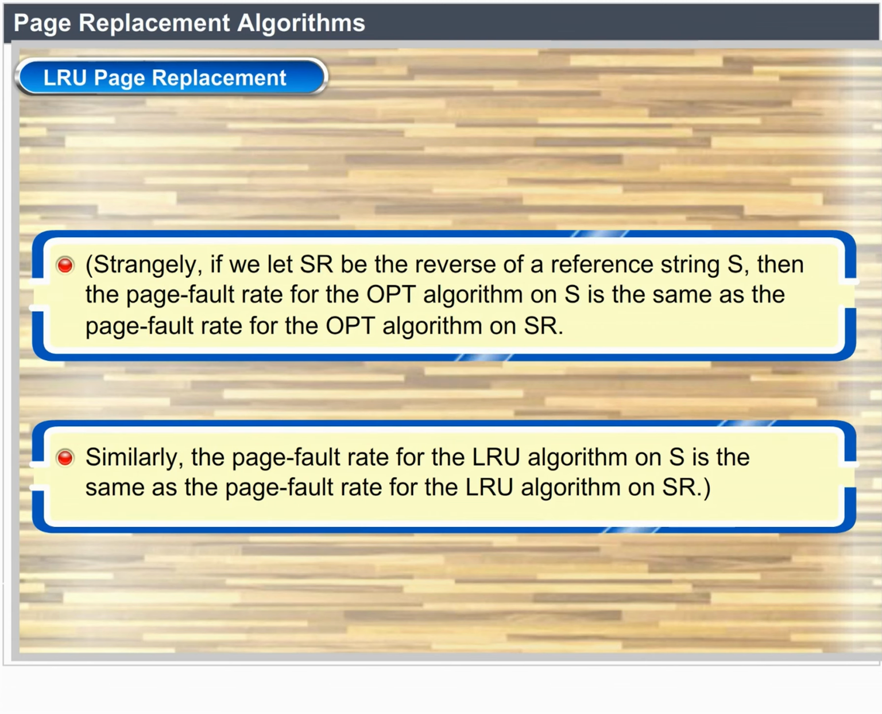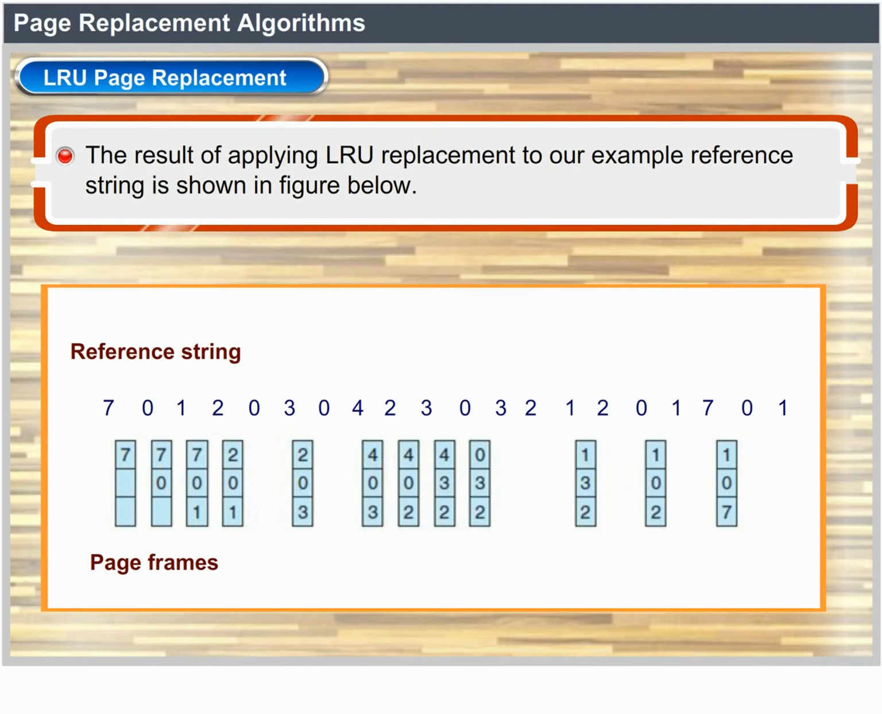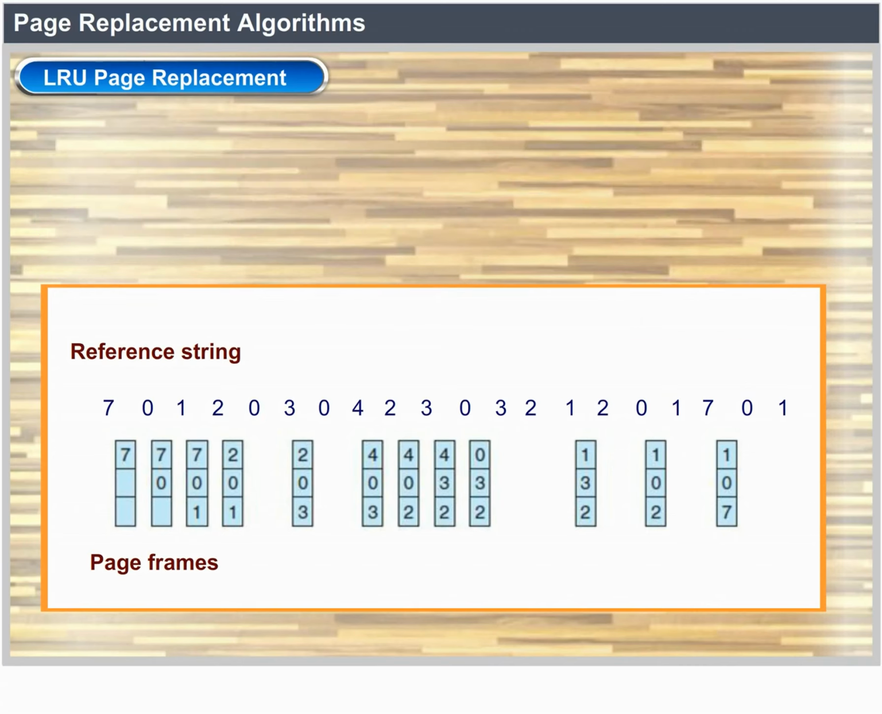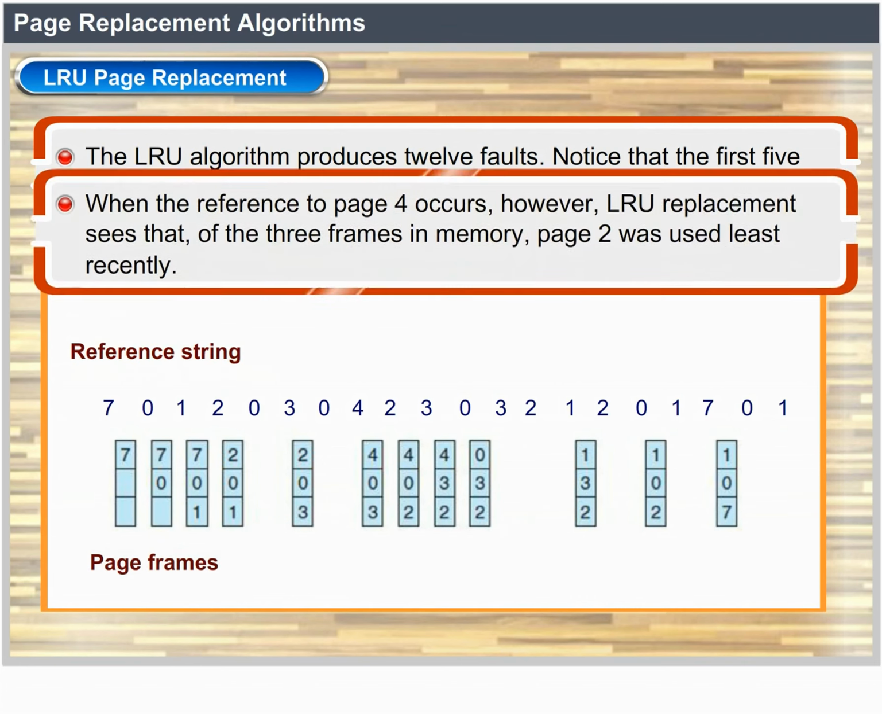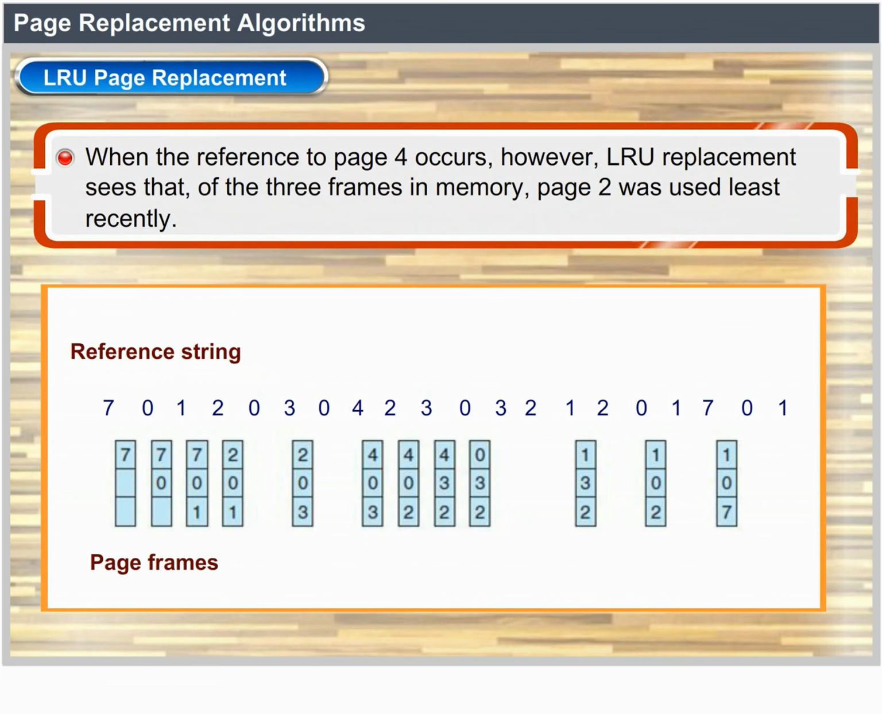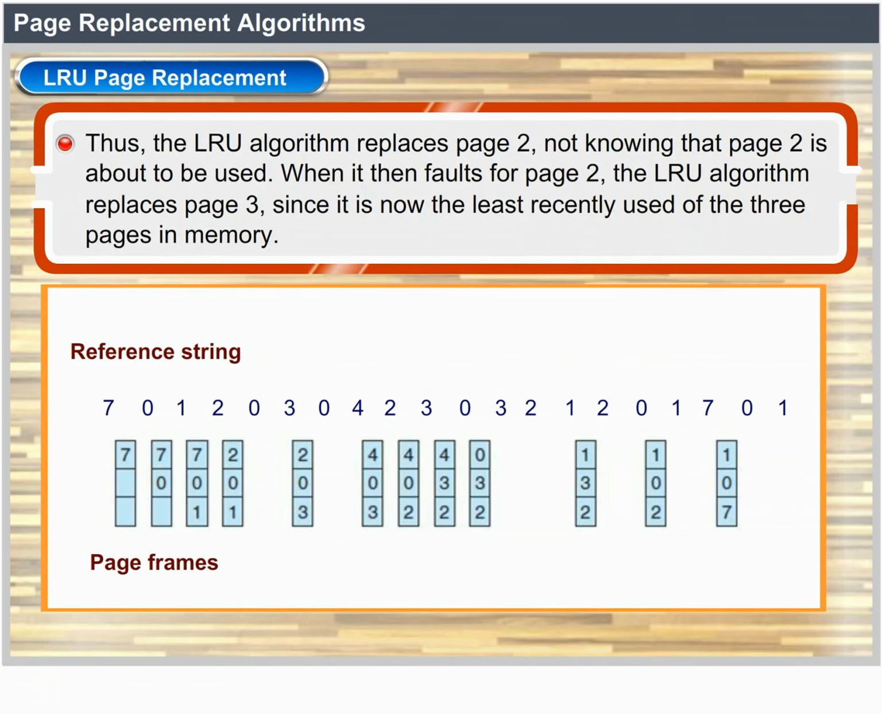The result of applying LRU replacement to our example reference string is shown in the figure below. The LRU algorithm produces 12 faults. Notice that the first 5 faults are the same as those for optimal replacement. When the reference to page 4 occurs, however, LRU replacement sees that of the 3 frames in memory, page 2 was used least recently. Thus, the LRU algorithm replaces page 2, not knowing that page 2 is about to be used.